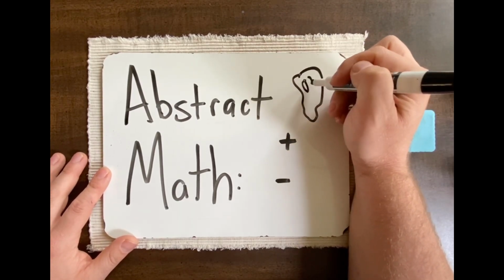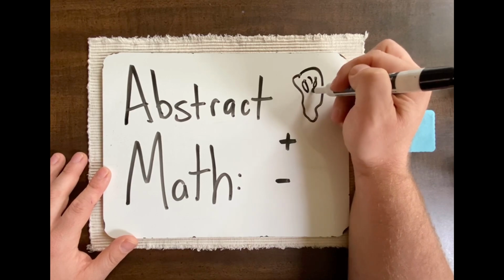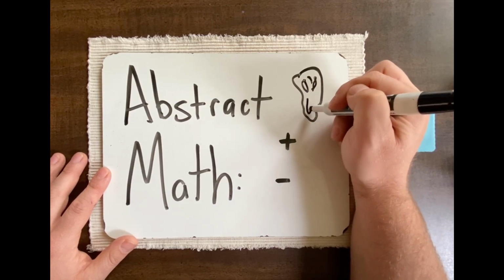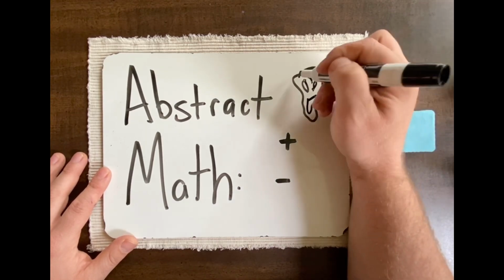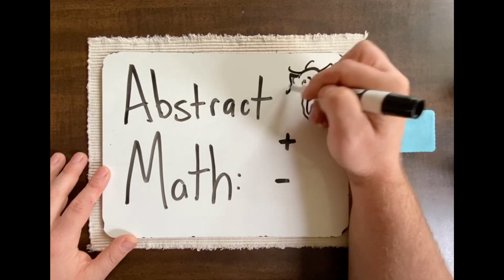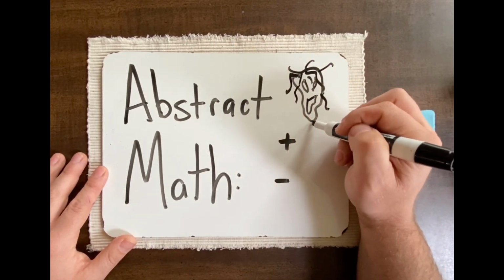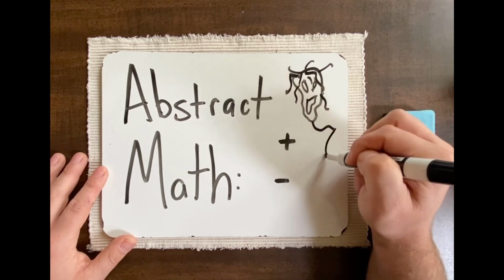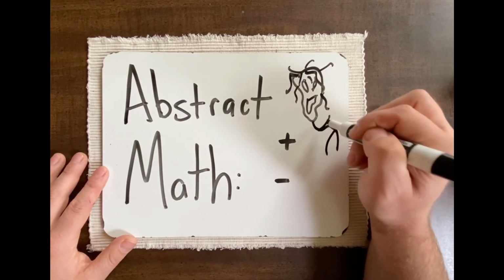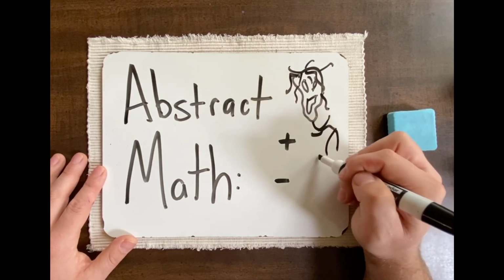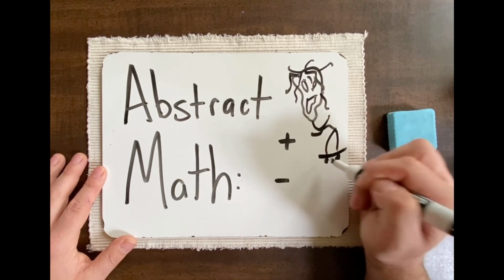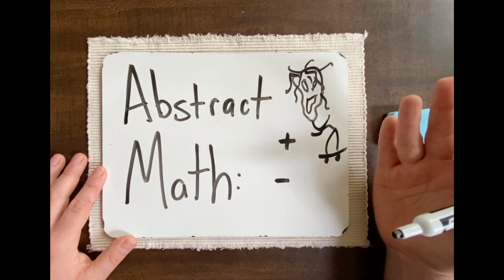Mr. Jason, what do you... No, Mr. Jason, this is not abstract art. This is abstract math. I mean, it's nice, abstract art, but it's not abstract math. Oh, what is abstract? Hold on a second. Let's go look at it.